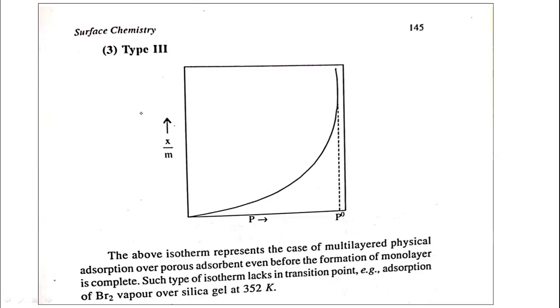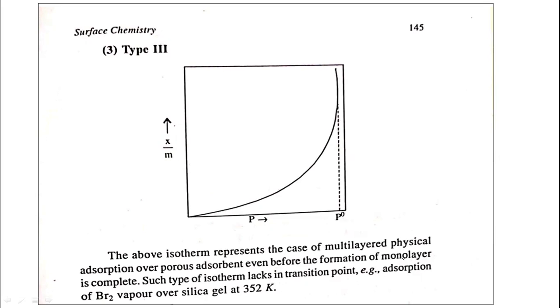Okay, type third. This isotherm represents the multilayered physical adsorption process over a porous adsorbent even before the formation of the monolayer is complete. Even though monolayer formation is not complete, multilayer formation has already started. Hence, in this case, you can see here the amount of the gas adsorbed per unit mass of the adsorbent is going to be increasing very fast. Increasing here. Okay, and at this point, the saturation stage will be reached. So, this isotherm is observed in the case of the multilayered physical adsorption process, even before the formation of the monolayer.